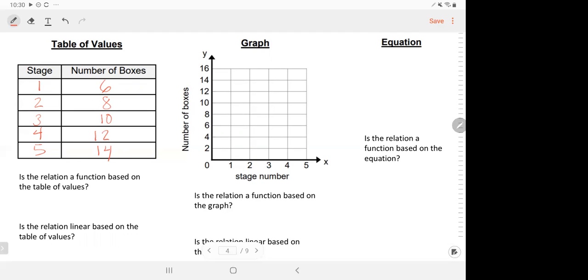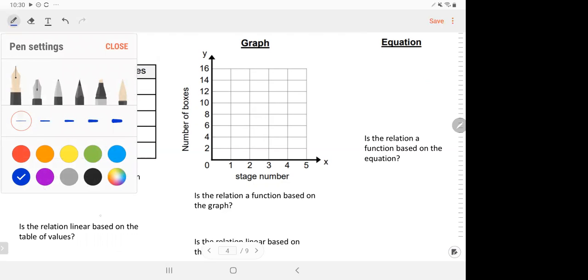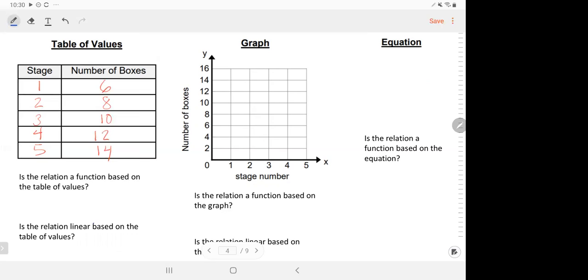It's going to ask, is this relation a function based on the table of values? So if I'm looking at the table of values, I'm going to first look at my inputs. Remember, this is the input, and then this is my output. And yes, because every single input corresponds to one output. So yes, each input has only one output.